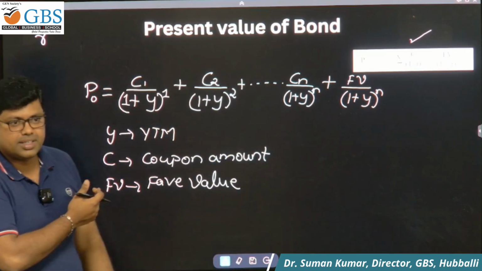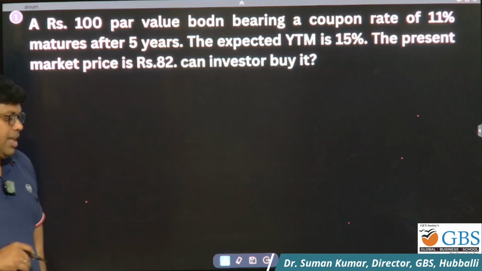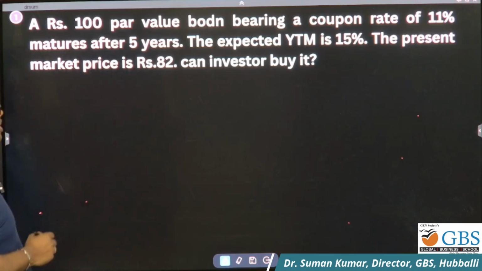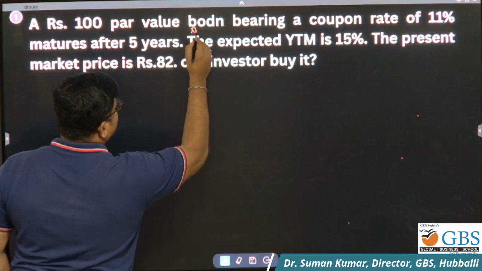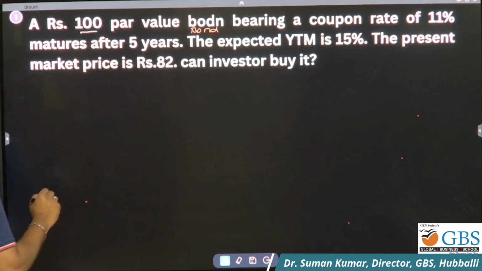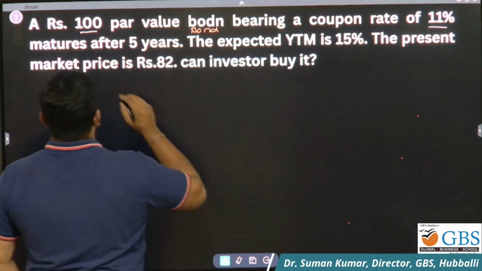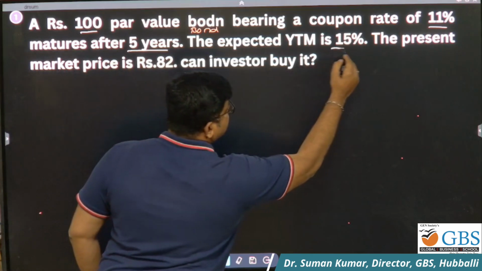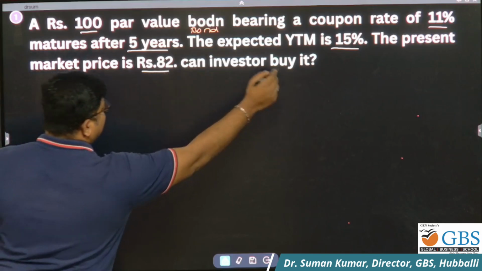Have you written this formula? Written. Shall we solve one problem? Right. Take down one problem so we'll understand how to find a solution for this. A bond of rupees 100 par value, 100 is the face value, bearing a coupon rate of 11%, matures after 5 years, that is the maturity period is 5 years. The expected YTM is 15%. The present market price is 82. Can the investor buy it or not?